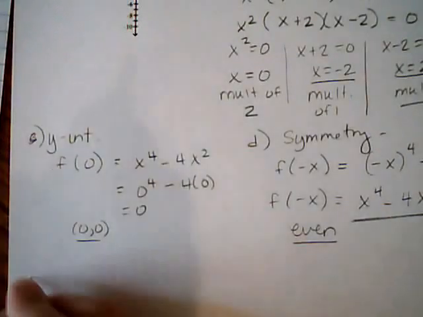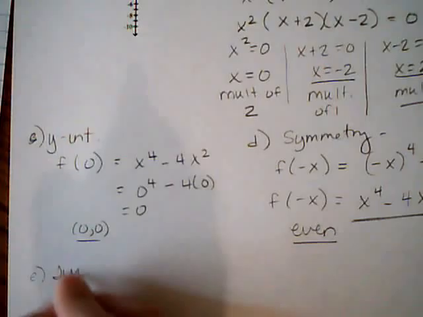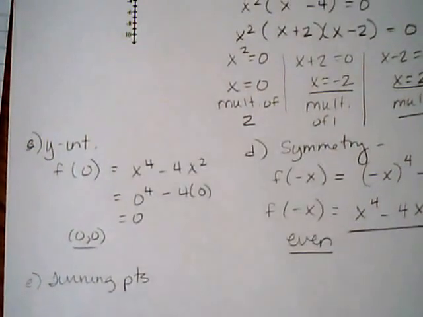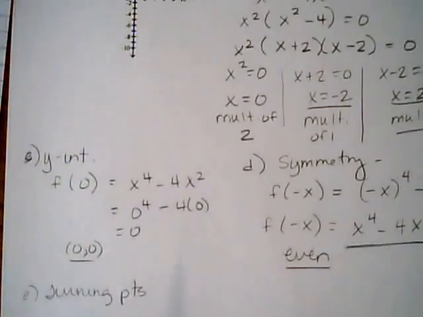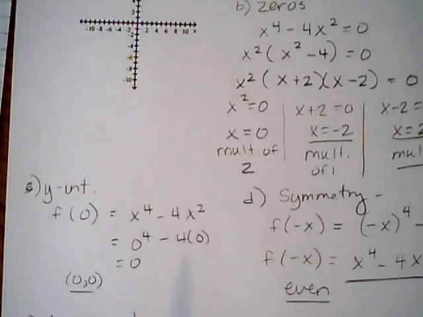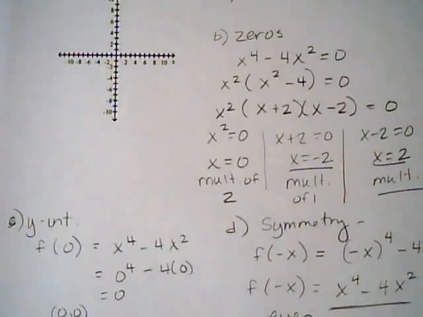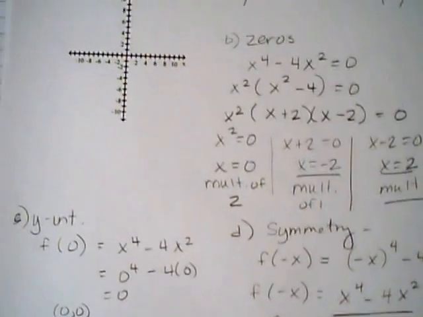And then also you may be asked on the homework about the turning points. Okay, how many turning points does the graph have? Okay, it can have at most n minus 1 if n is your degree. So because it's a 4, it can have at most 3 turning points. Okay, so now we're ready to graph.